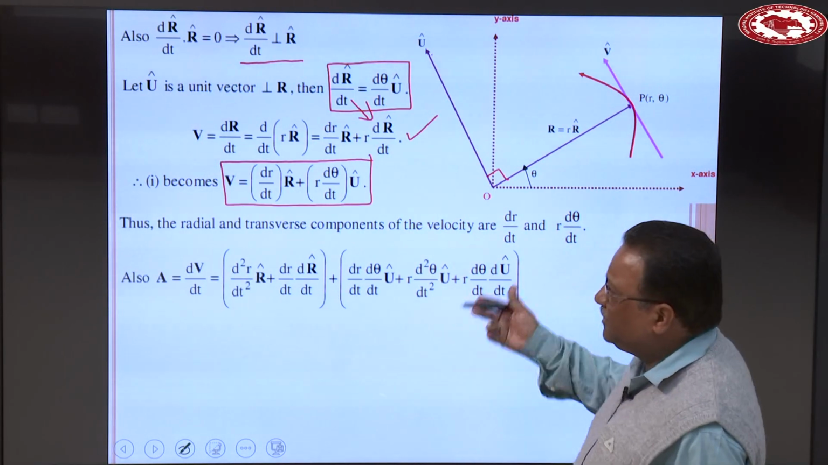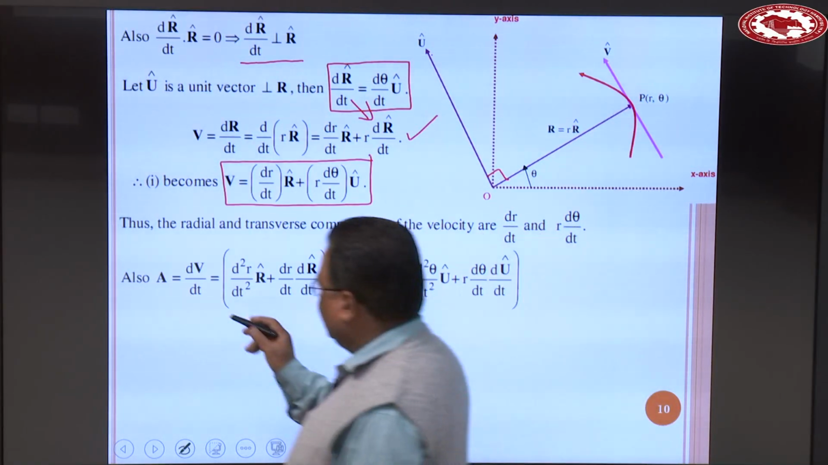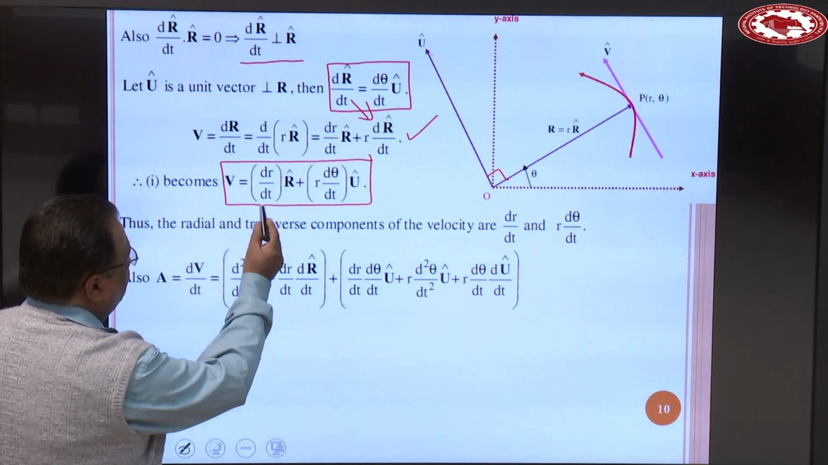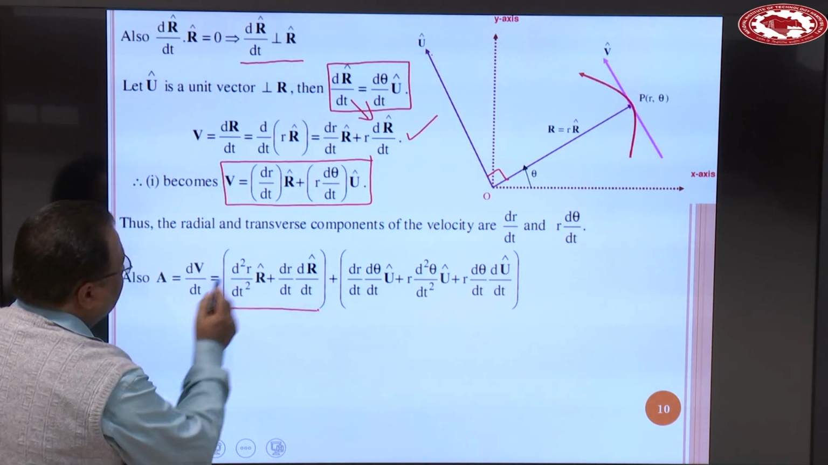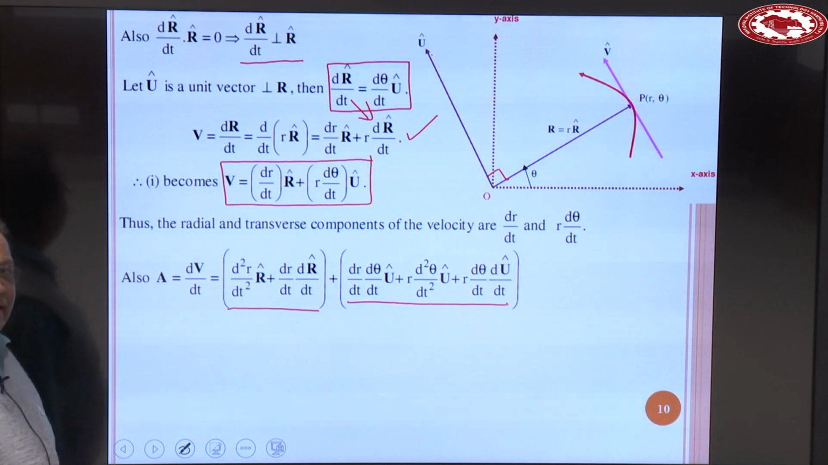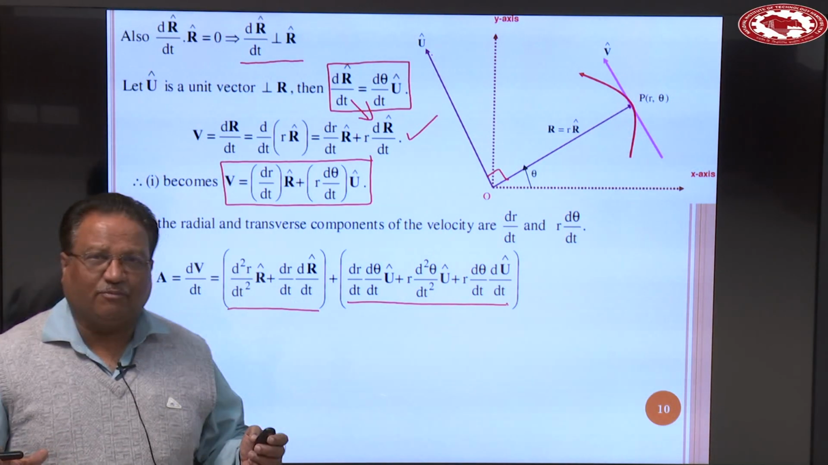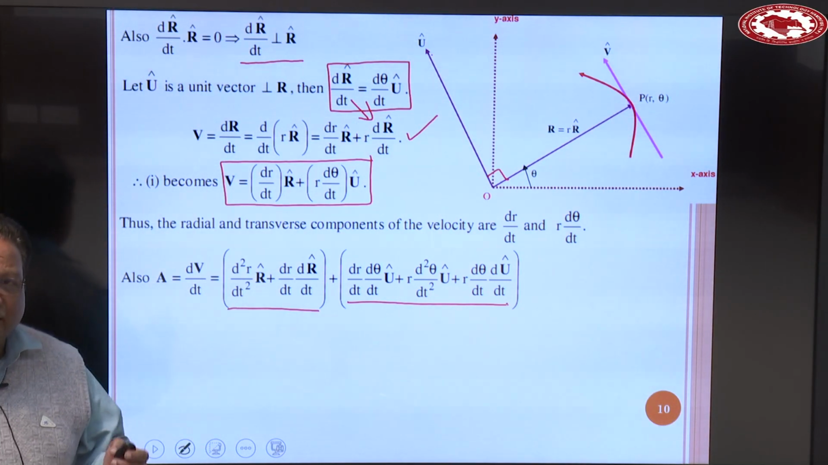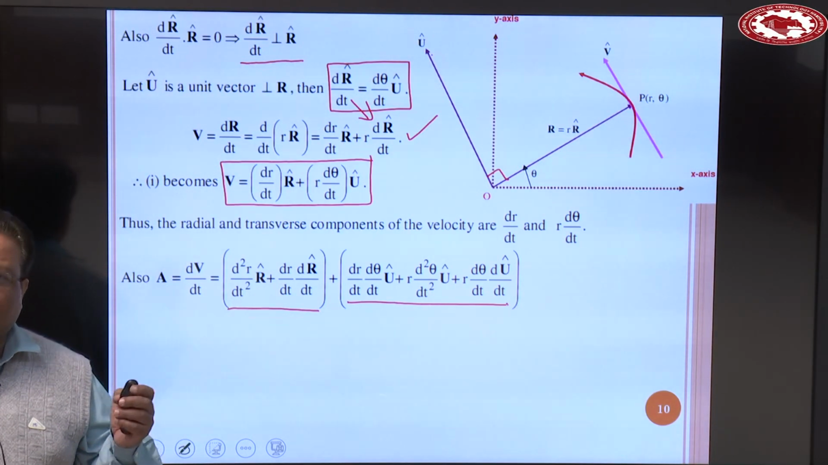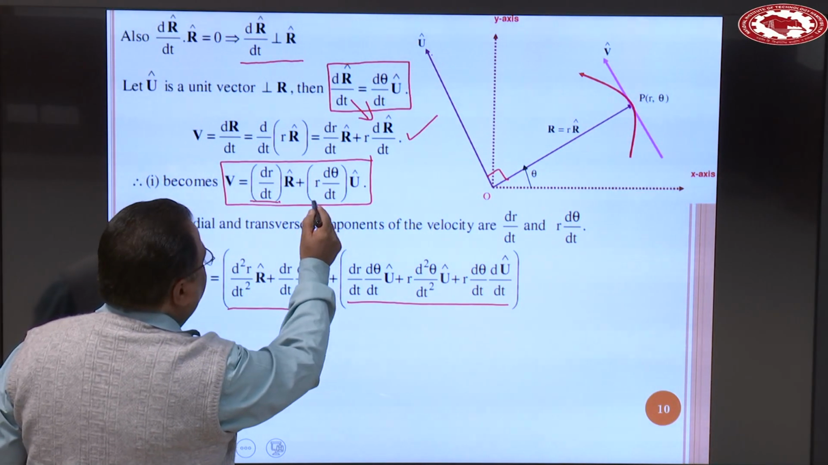So again differentiate with respect to t. So a is equal to dv over dt. So when you calculate dv over dt, v is 2 terms, okay. When you differentiate with respect to t, you will get 3 terms, okay. Now what you have to do is find the radial component and the transverse component. How will you find the radial component? Collect the coefficient of r cap, and how will you find the transverse component? Collect the coefficient of u cap, clear. So here the r cap coefficient is this and the u cap coefficient is this, okay.